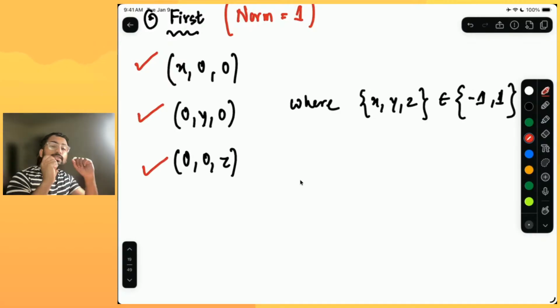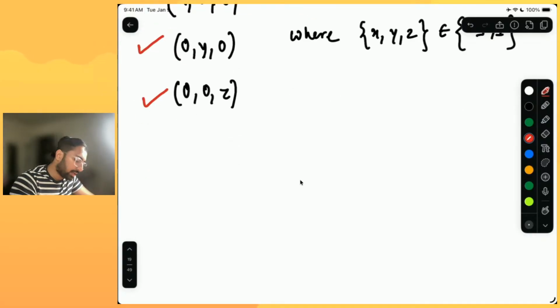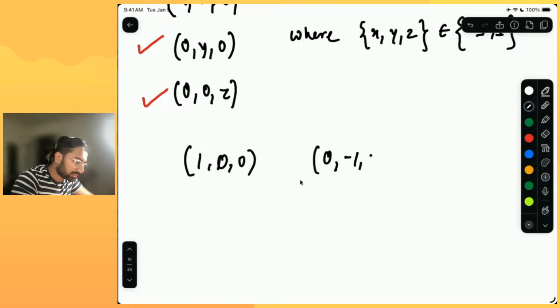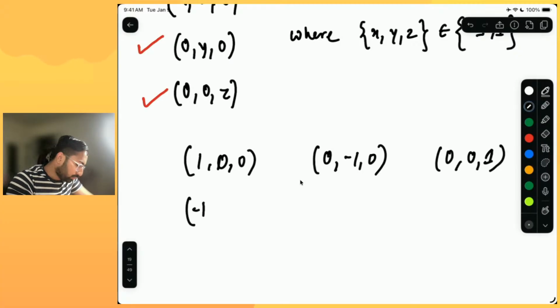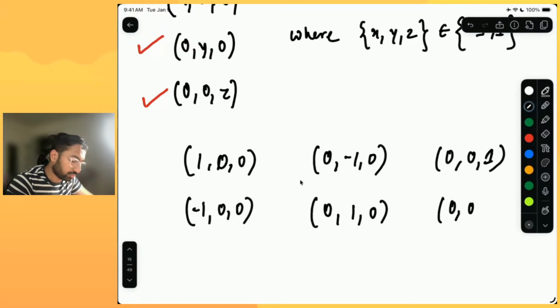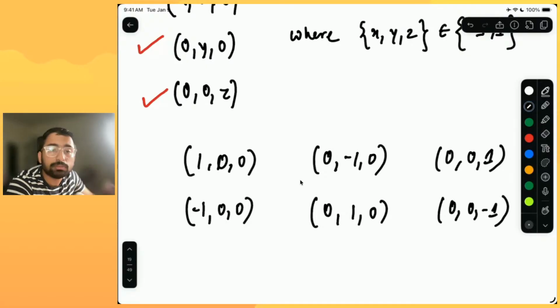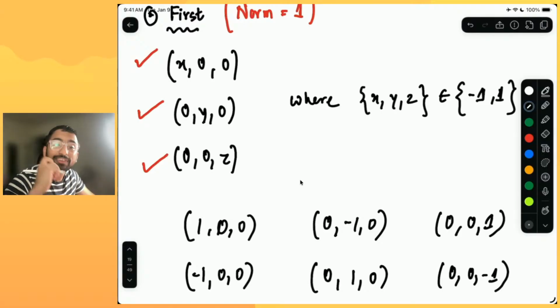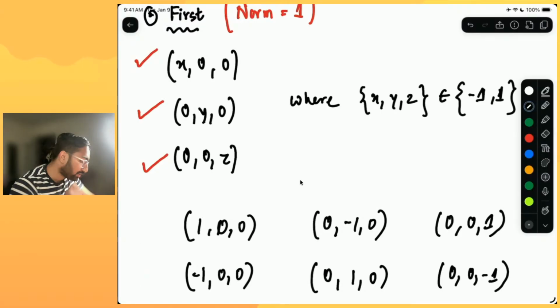So for example, this is one possibility, 1, 0, 0. The next one can be 0, -1, 0. And another third row vector can be 0, 0, 1. Another possibility is -1, 0, 0, then 0, 1, 0, and 0, 0, -1. These are a few possibilities among all possible options. So we have to count how many such x, y, and z exist, and also what are the permutations and combinations of that.